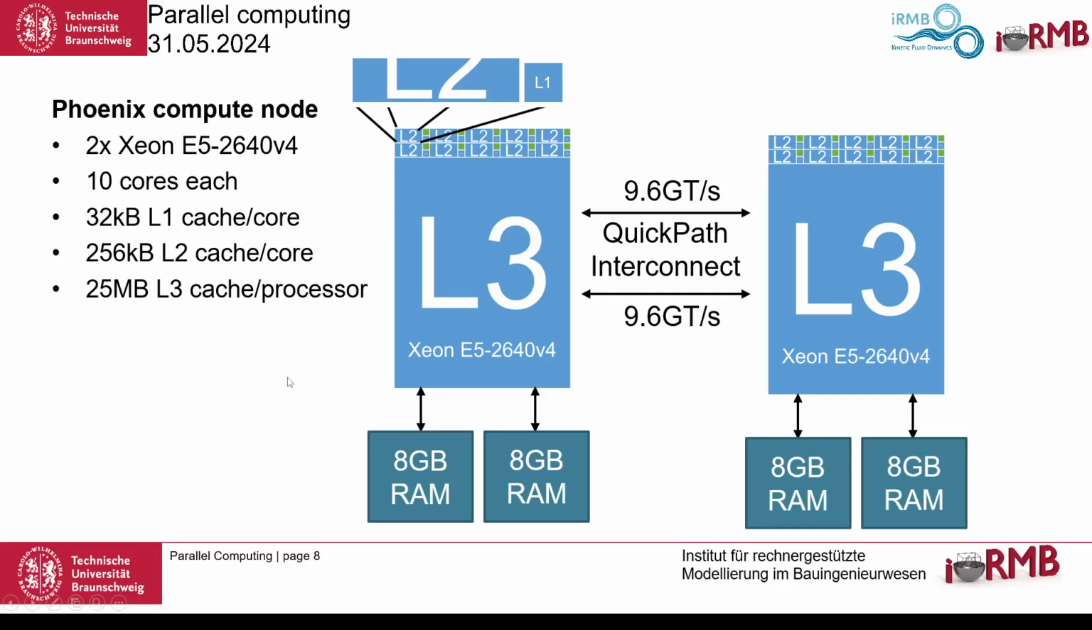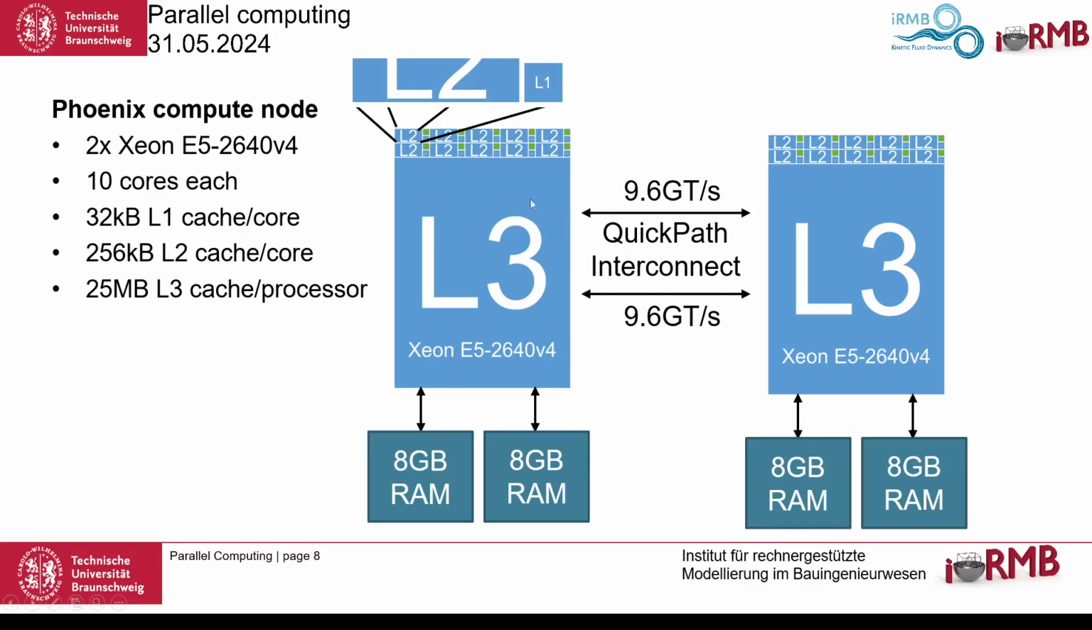However, these 10 together share a bigger cache, the so-called L3 cache. So this is cache per processor of 25 megabytes. And then this processor is connected to two banks of memory, 8 gigabyte each. And the same thing happens to the second processor. And this also means there are 32 gigabytes of memory in this compute node.